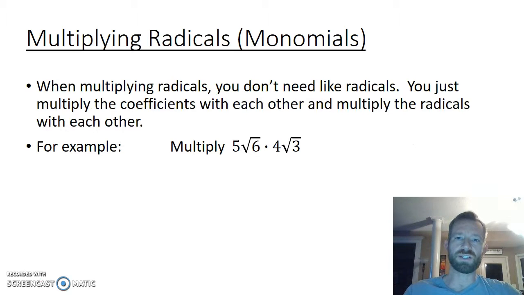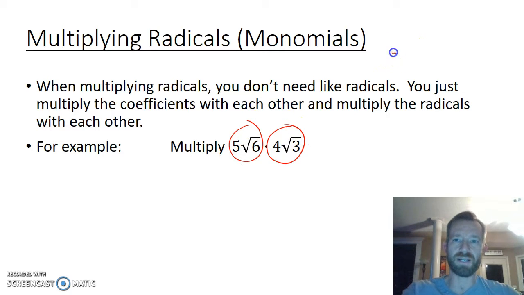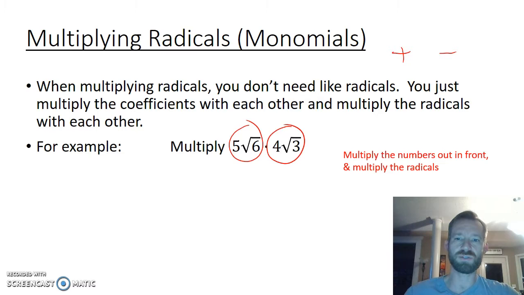Multiplying radicals. All right, so we're dealing with monomials. So that's a monomial and that's a monomial. If you see a binomial or a polynomial, those are separated by addition and subtraction signs. We don't have any of those here. So that makes this easy actually. All you do is multiply the numbers out in front and then multiply the radicals. So 5 times 4 is 20, radical 6 times radical 3 is radical 18.